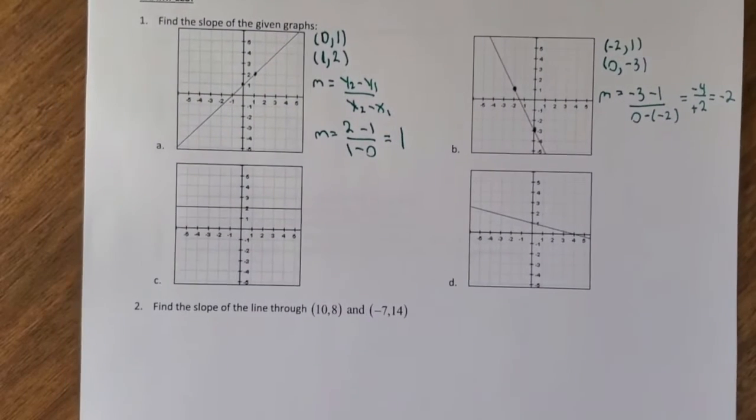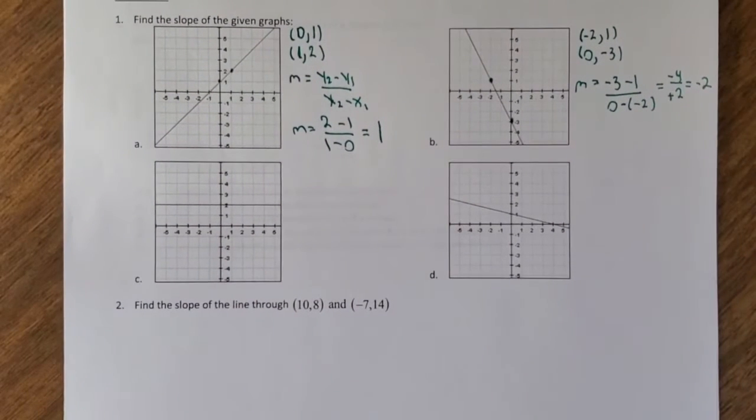For letters C and D, try and see if you can pause the video on your own and figure out what these two slopes are for these two graphs. Once you feel pretty confident, you can unpause the video, then we can go over your solutions together.